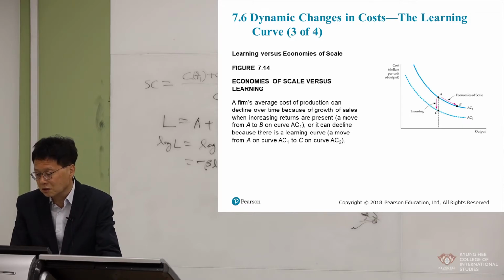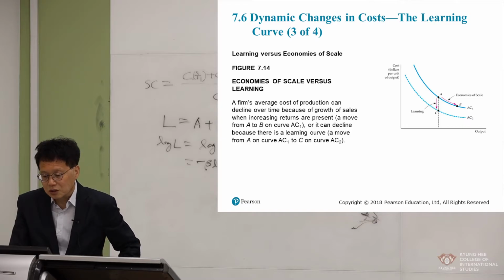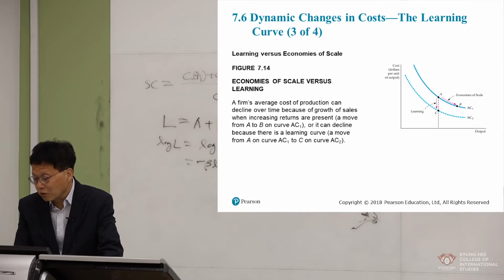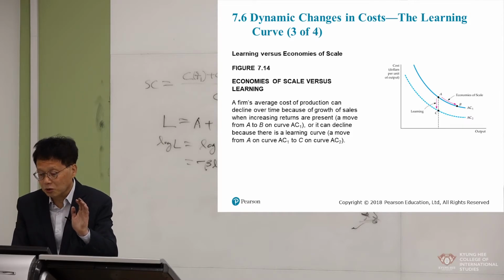Then what is the learning curve in this graph? A firm's average cost of production can decline over time because of growth of sales, when increasing returns are present, or move A to B on curve AC1. That is economies of scale. Or it can decline because there is a learning curve. Moving A to B is economies of scale, but if average cost shifts downward like this, then you move A to C. That is learning. Okay? Move from A on curve AC1 to C on AC2. That is learning, when the variable is output instead of accumulated output.